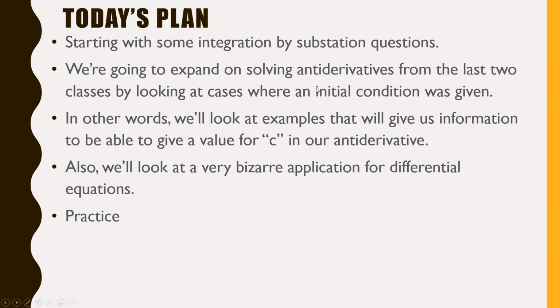We're going to expand on solving antiderivatives from the last two classes by looking at cases where an initial condition was given. In other words, we'll look at examples that give us enough information to solve for C. Also, we're going to look at a very bizarre application for differential equations that has to do with springs. For those of you who have taken physics before, at least the idea might be similar, but it's going to be a dramatically different setup than anything we've ever seen. We'll get to it when we get to it, though.